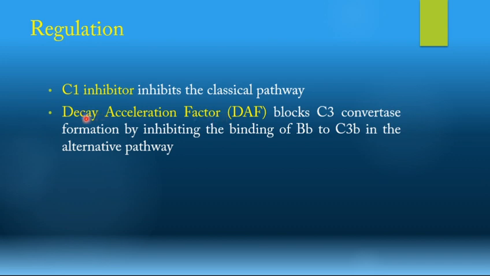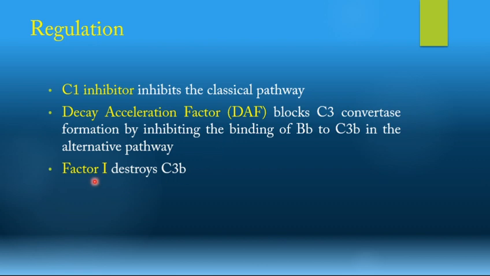Another factor is decay accelerating factor, DAF. DAF will block the formation of C3 convertase. How? By stopping the binding of Bb to C3b. Where did we see this? We saw this in the alternative pathway. And so DAF is only responsible for inhibiting the alternative pathway, not the classical pathway, not the lectin pathway. So it stops the formation of C3 convertase by stopping the binding of Bb to C3b in the alternative pathway.